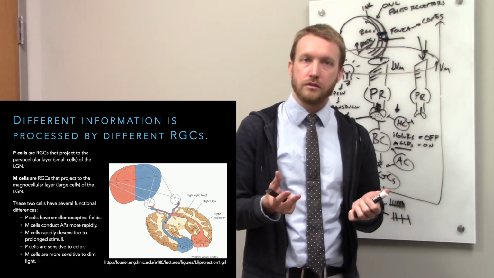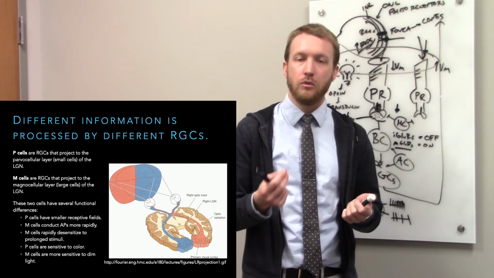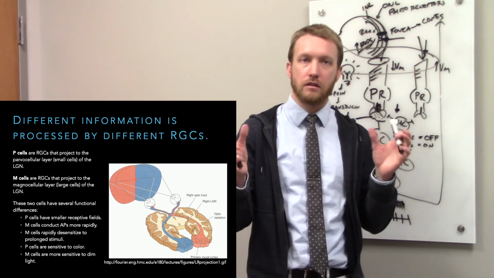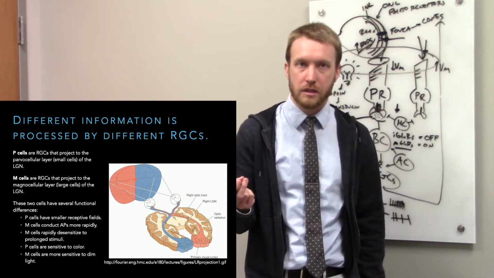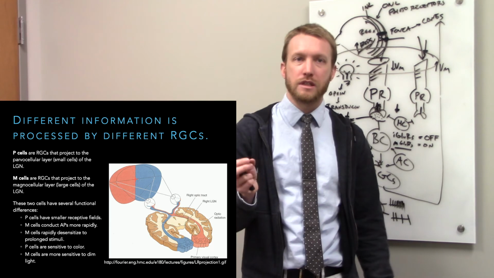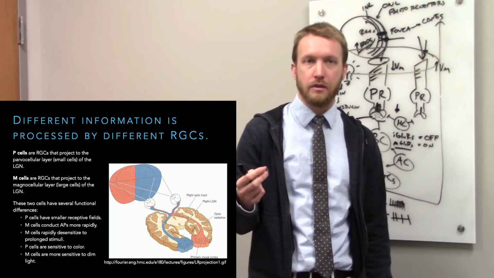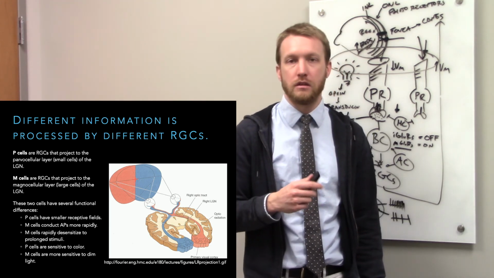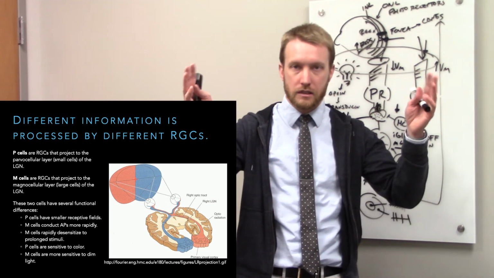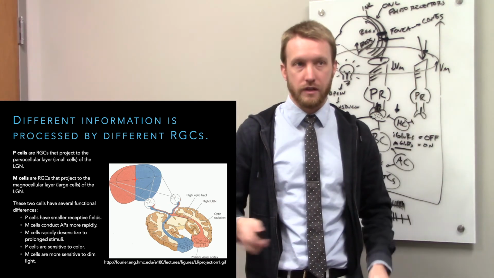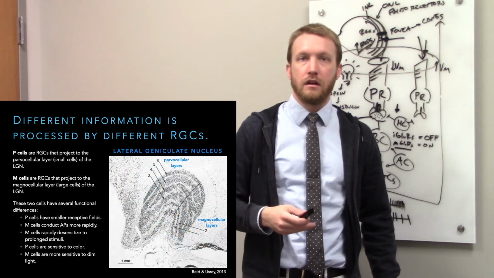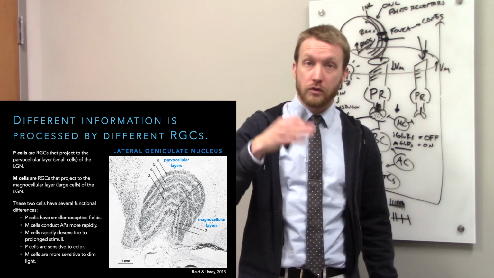The M cells are going to be a lot more sensitive to dim light, so they're going to be found a little more in the periphery. They're going to have larger receptive fields. They're going to be a little more sensitive to movement because of their rapid desensitization. So they're there for detecting dim light in the periphery and things that are moving. They're going to hit, if they're P cells, the parvocellular layers.